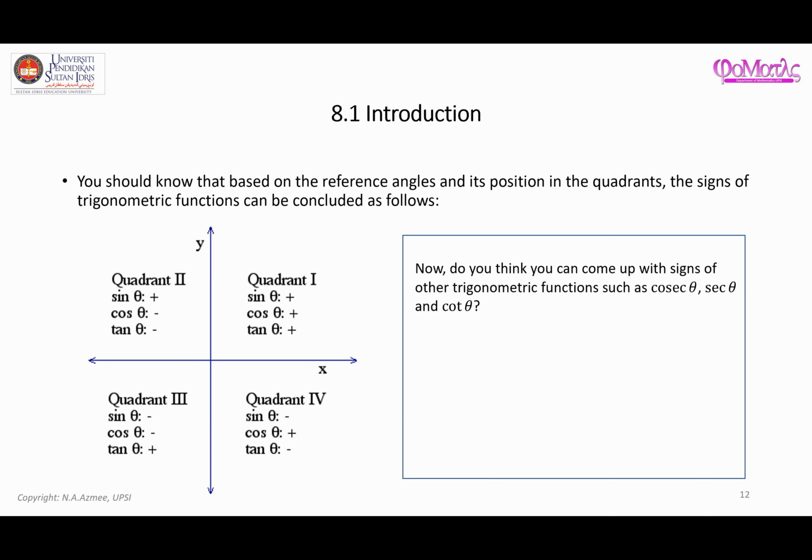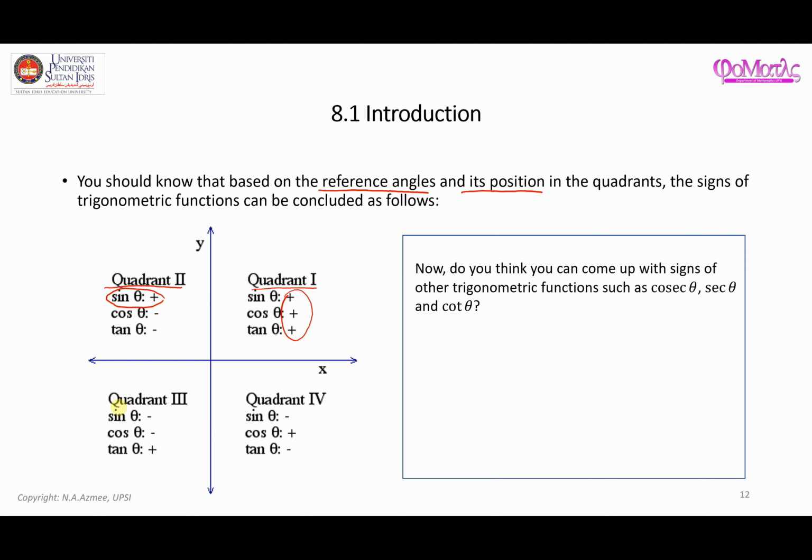Let us continue with the last video related to introduction to trigonometry. Based on the reference angles and their position in the quadrants, the signs of trigonometric functions can be concluded as follows. If the angle is in the first quadrant, then sine theta, cosine of theta, and tangent of theta are all going to be positive. On the other hand, when the reference angle is in the second quadrant, only sine of theta is going to be positive.